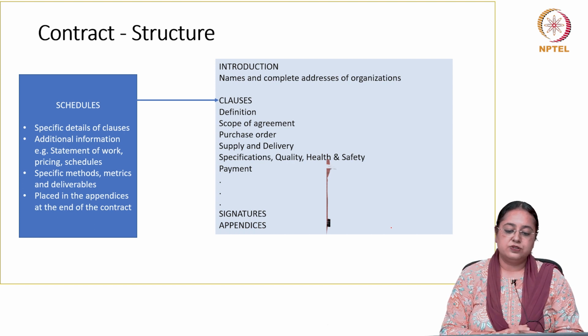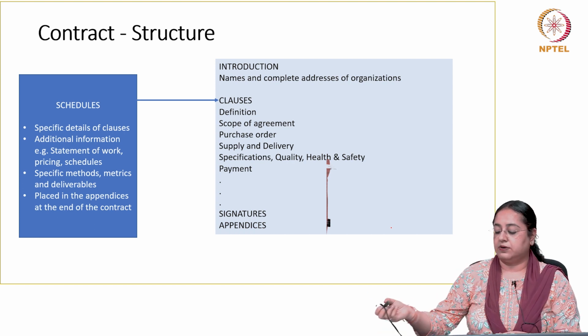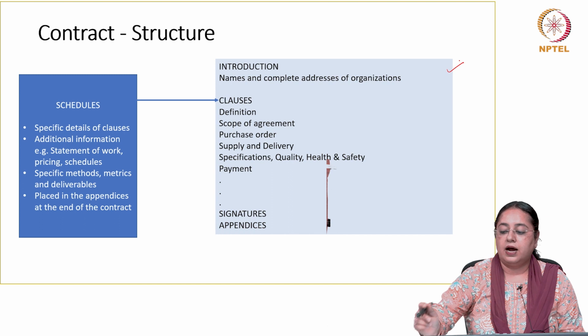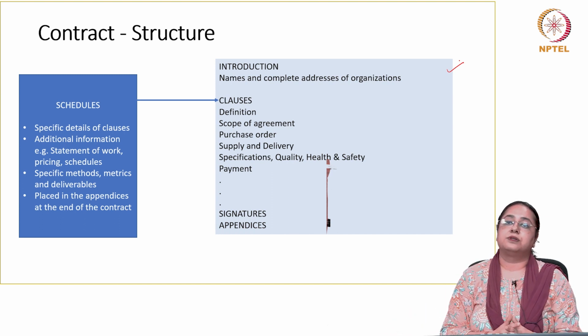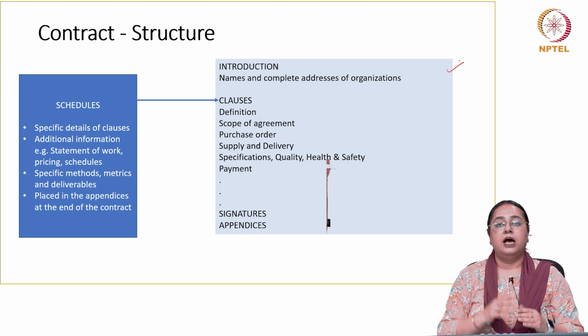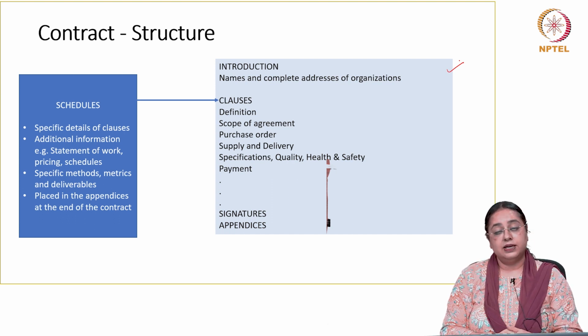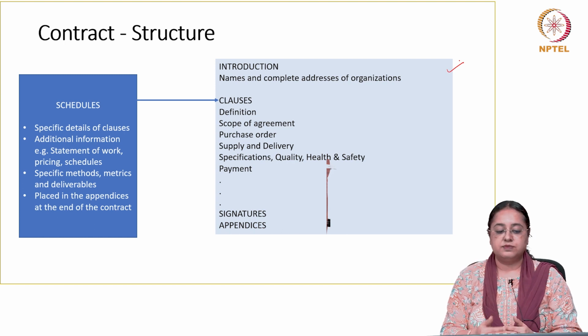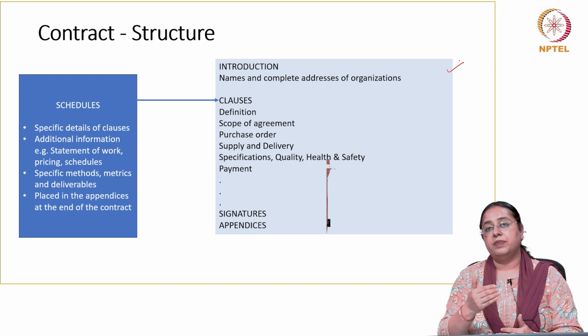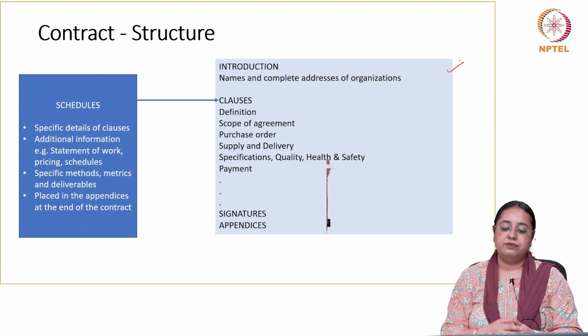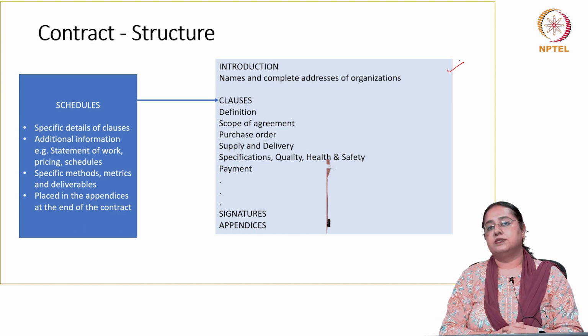So around that, what are the elements of a contract, or how is a contract structured, how does the contract look? The contract always starts with an introduction. Under introduction, the names of the parties with complete addresses of their organizations. So a contract generally starts with this introduction, right? And then come the clauses. In the clauses, there are many clauses, right? We will see what those clauses are.